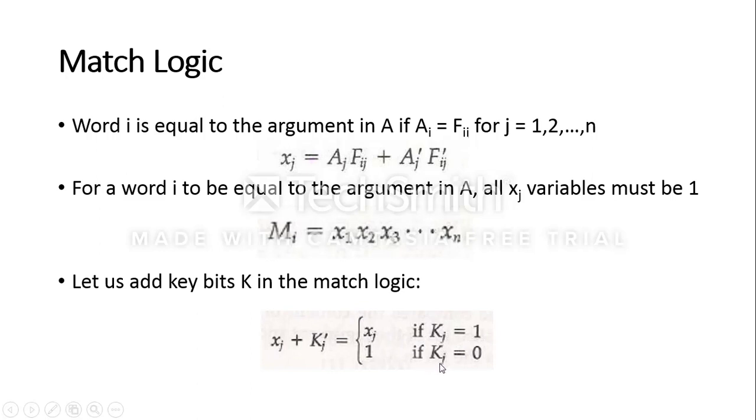Otherwise, if kj is 0, then we are not required to look at the bit values available in the argument registers. Those bits are simply don't care bit values. So to implement this logic, we can use OR operation between xj and kj dash, because when kj is 0, kj dash will be 1.